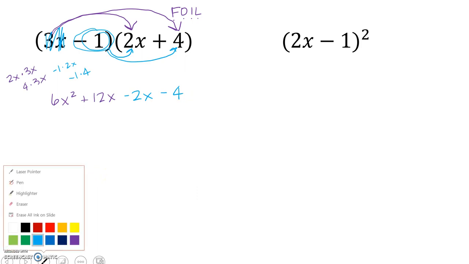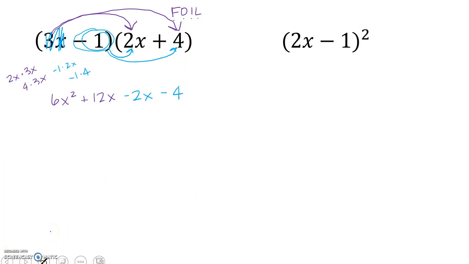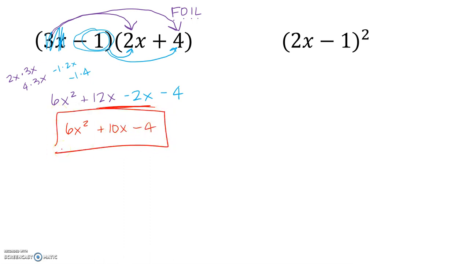Now, just like before, I want to combine any like terms. Once again, 12x and 6x squared, those are not like terms. The only like terms you have are these two, the 12x and the negative 2x. 12x and negative 2x make positive 10x. And that's your answer.